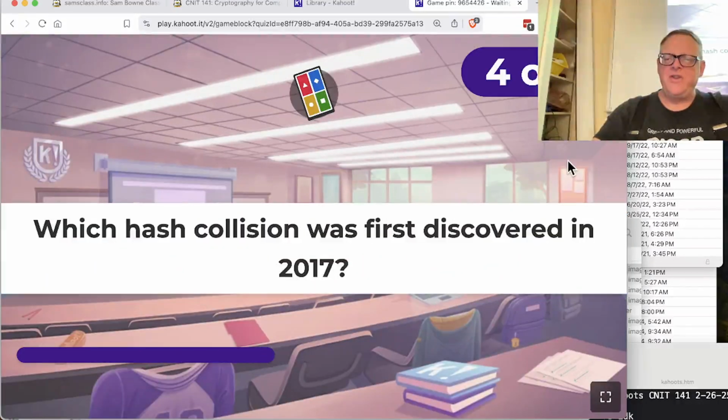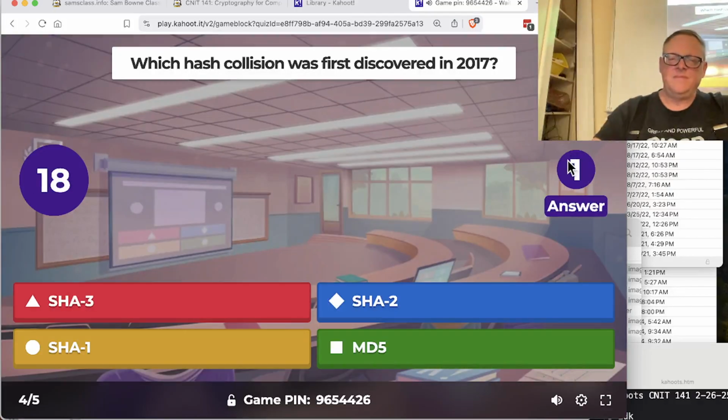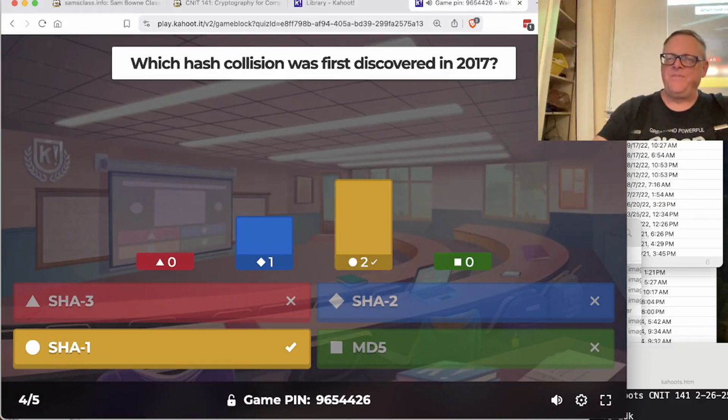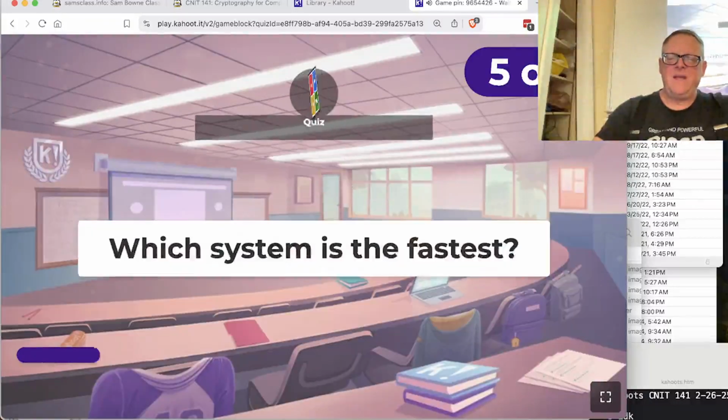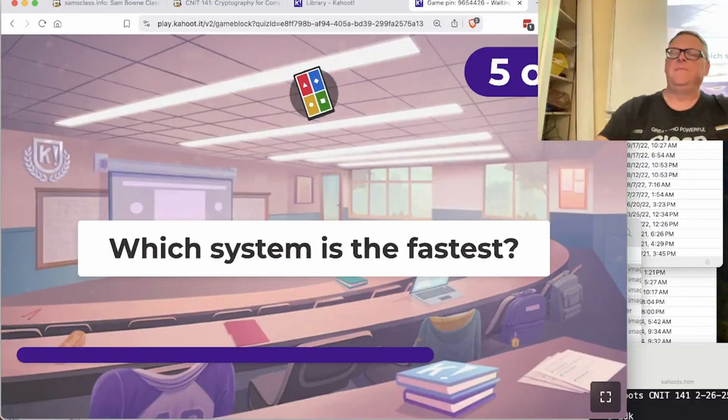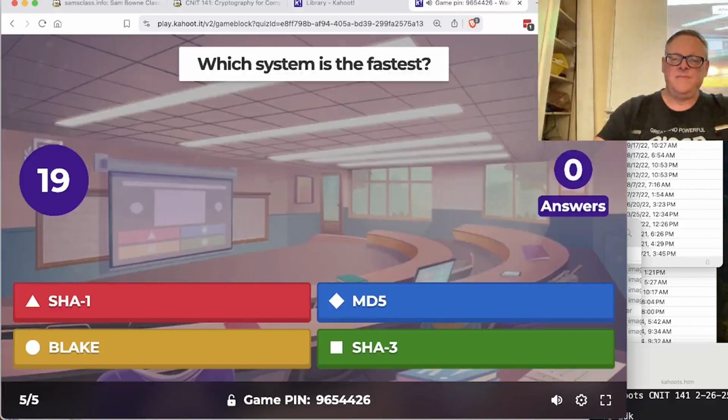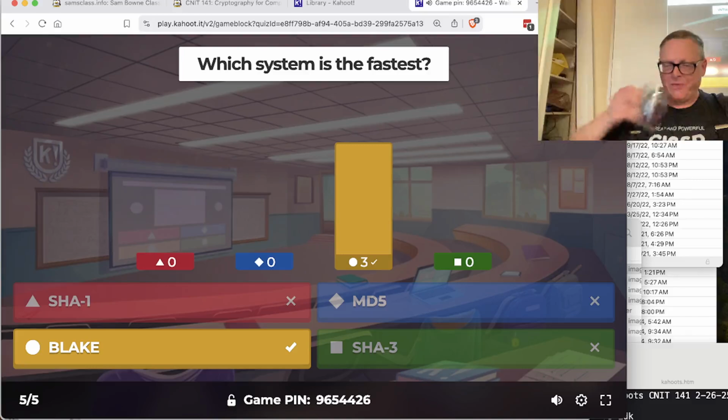All right, which hash collision was found in 2017? Yep, SHA-1. And which is the fastest? Yep, Blake is the new one, faster and more secure.